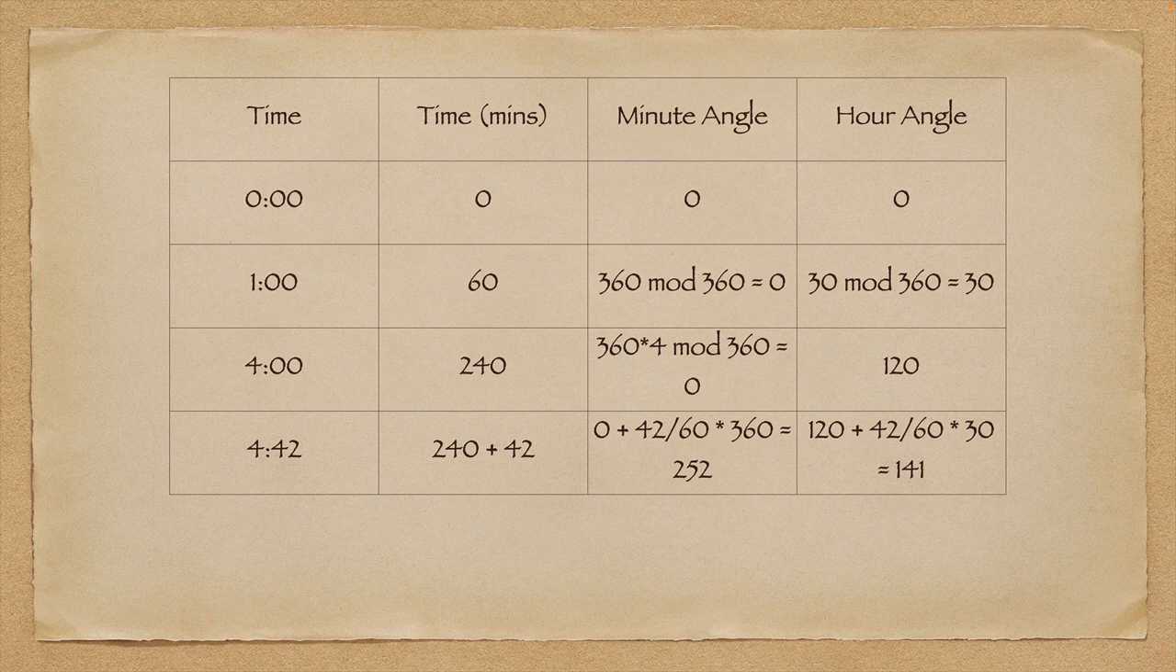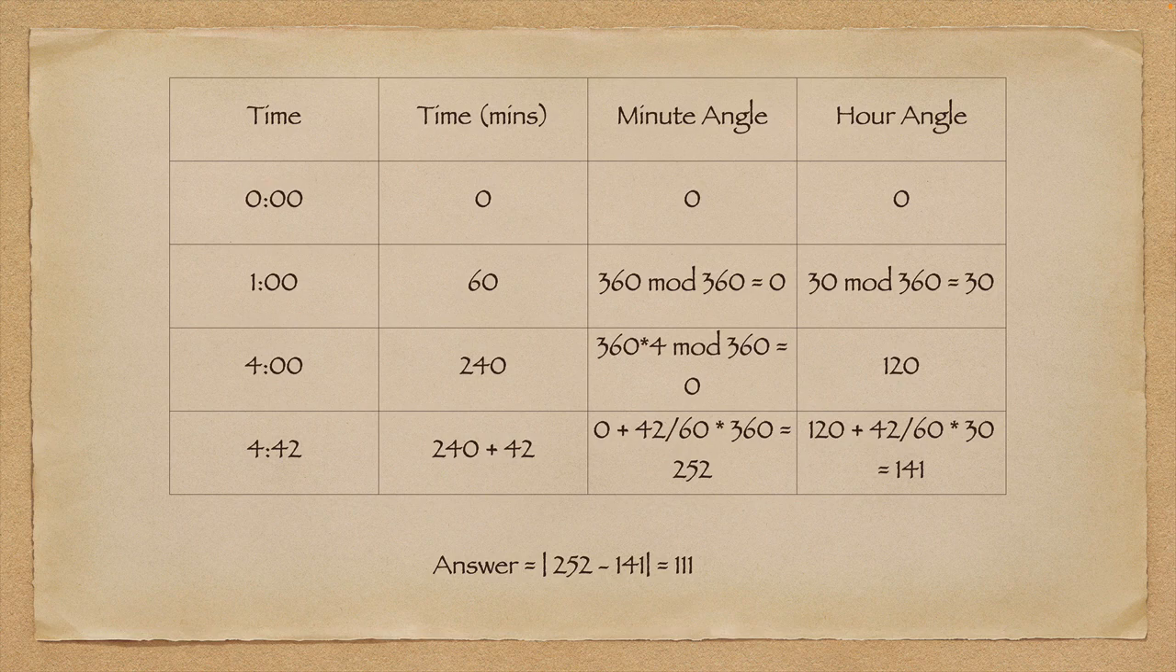Similarly, for the hour hand, it's 42 by 60 times 30, because 60 minutes means 30 degrees. So 42 minutes means 42 by 60 times 30. But you also have to add the 120 that came in before, because remember, the point of reference is always 0, 0. So in total, the angle is 141. So the answer would be the positive value of the difference.